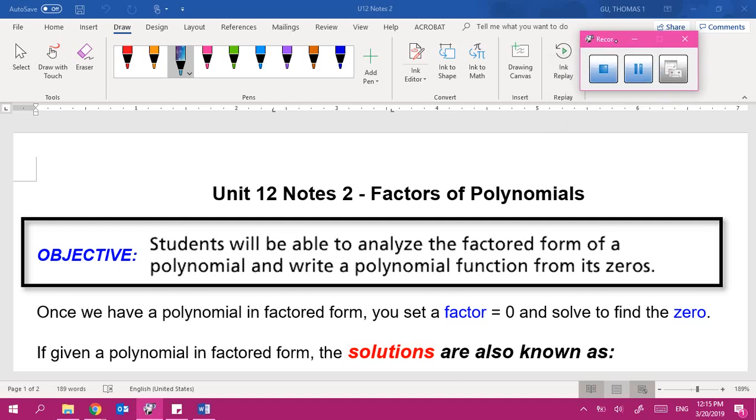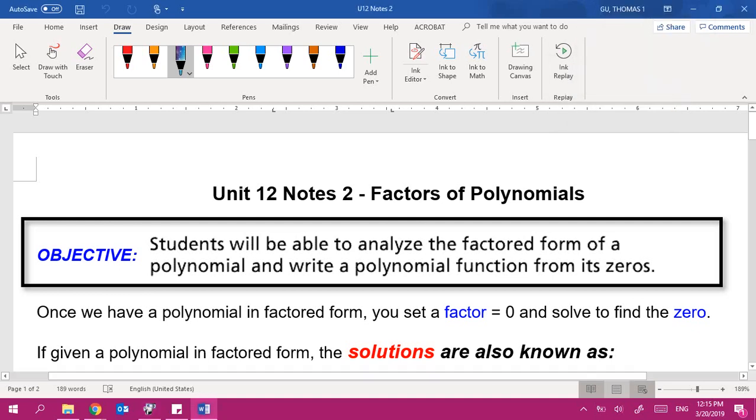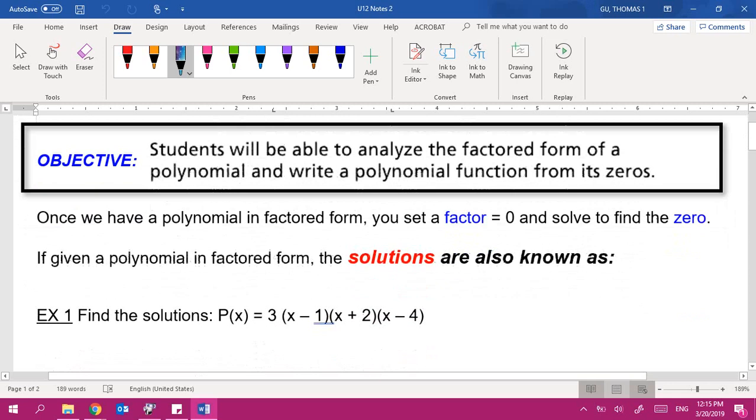Today, notes number 2, factors of polynomials. The first thing you want to look at is the very top line under the objective. Once you have a polynomial in factored form, which is what this looks like, with the parentheses and the factors, you can set each factor equal to 0, and that will help you find the zero or the solution.